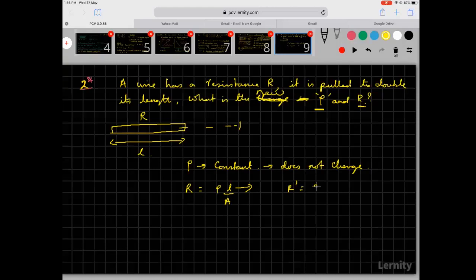Then tell yourself that volume is the constant.